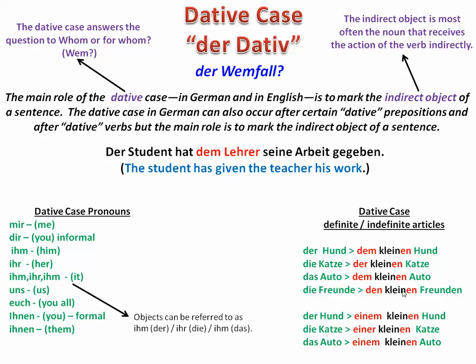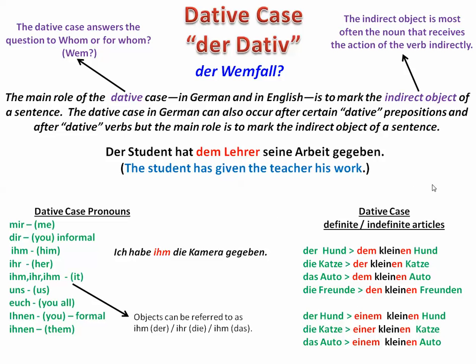Dative case changes the definite article. Der is dem, die is der, das is dem, and the plural becomes den. And then the adjective endings are easy to memorize because it's just en. And one thing I want to point out here is that when you have the dative plural, you have den, plus you're adding an n or en onto the noun. In this case, the plural is Freunde, so we just add an n, so it makes Freunden. If we are talking about indefinite articles, or a in English, it'd be der is einem, die is einer, das is einem, and again, all the adjectives end in en.